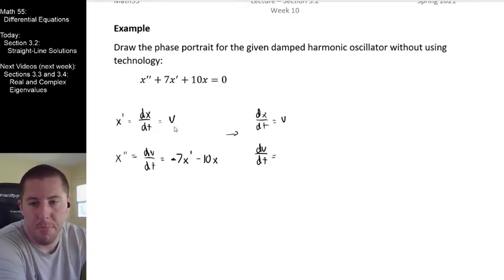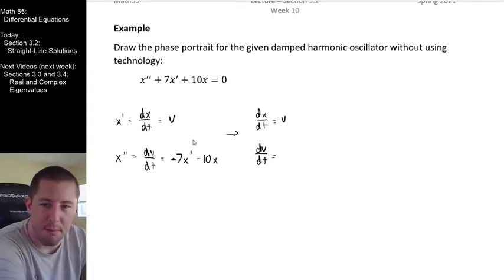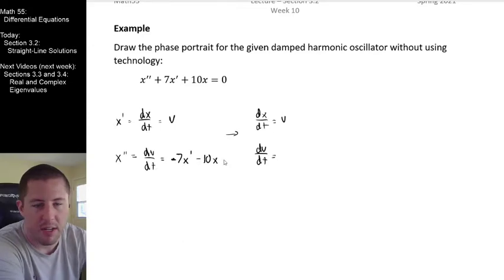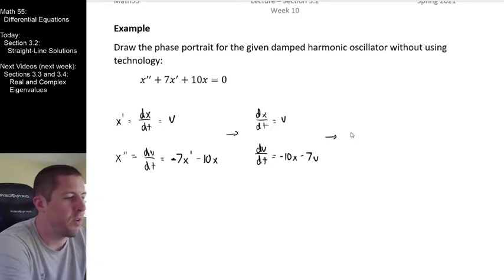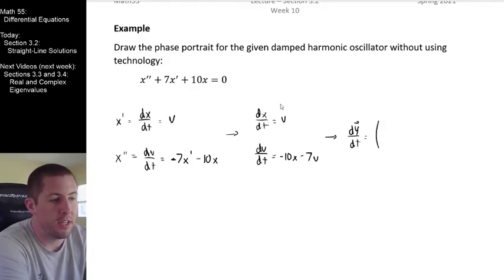X prime is just v. And I want to get these things in the right order. I really like my x component first and my v component second. So I'm actually just going to swap the ordering of these down here and call this negative 10x minus 7v. And what that's going to allow me to do is to write this as dy dt equals. And it looks like our coefficient matrix here is no x's and 1 v, negative 10 x's, and negative 7 v's. All right, so this is my A matrix right here.